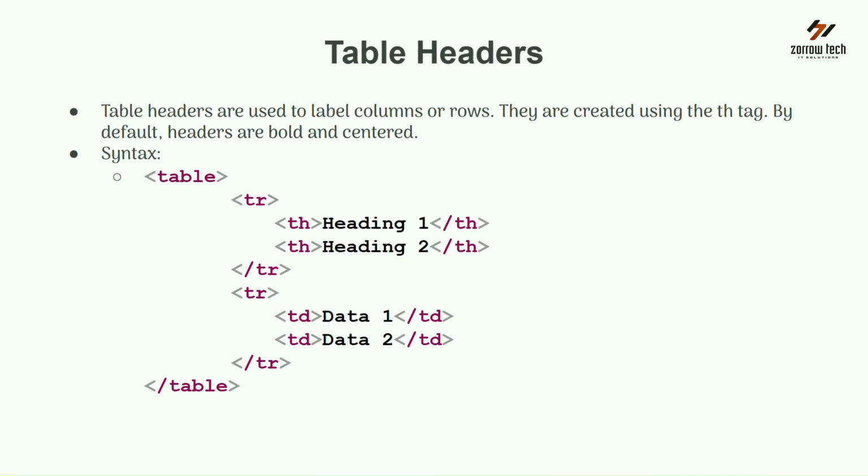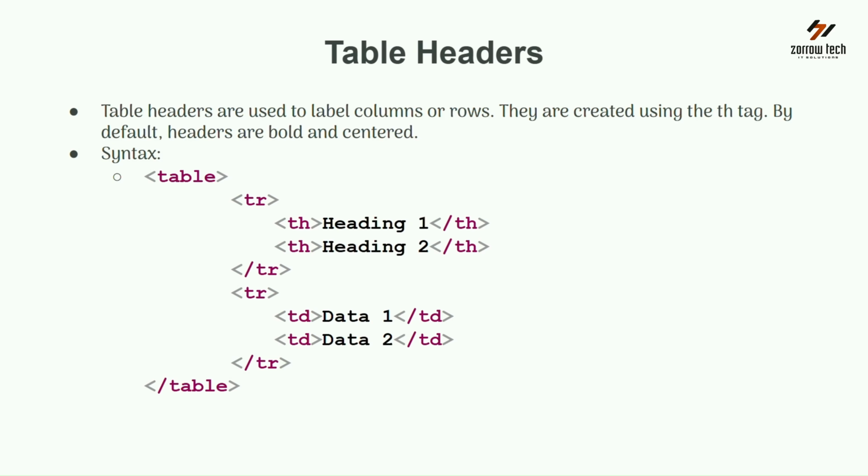Table headers. Table headers are used to label columns or rows. They are created using the TH tag. By default, headers are bold and centered. Here's how it works. You replace the TD tags with TH tags for header cells. Headers can be placed in the first row, first column, or both. For example, you can add headers for student names, subjects, and grades.